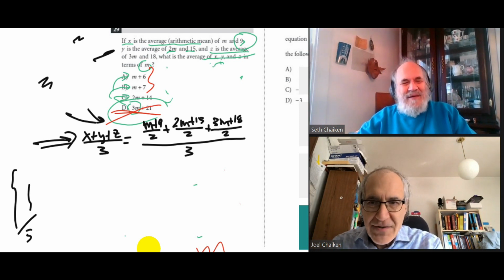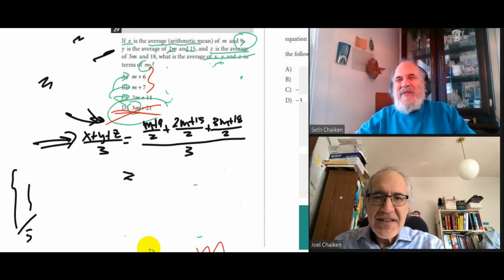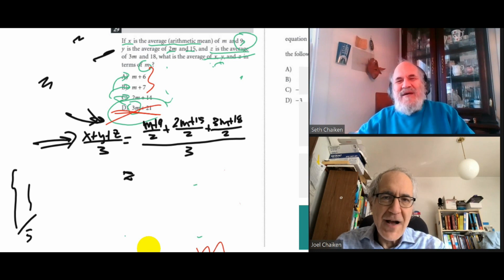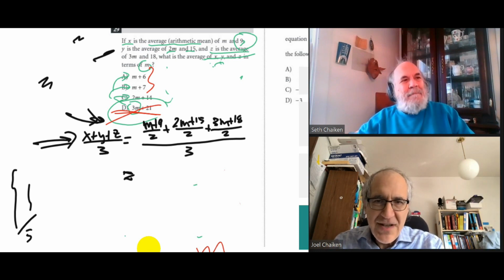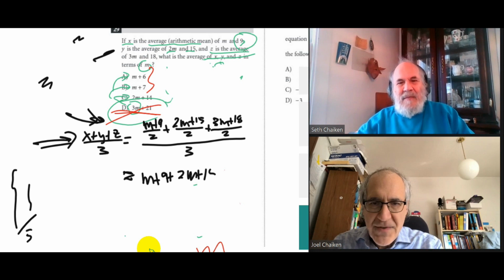This way you have the answer in front of you. And then you do the calculations. The calculations are the minor part of the problem. Then you go from here, and you can do this any way you want. Maybe to be careful, you would do M plus 9 plus 2M plus 15 plus 3M plus 18, then divided by 2, and then divided by 3.